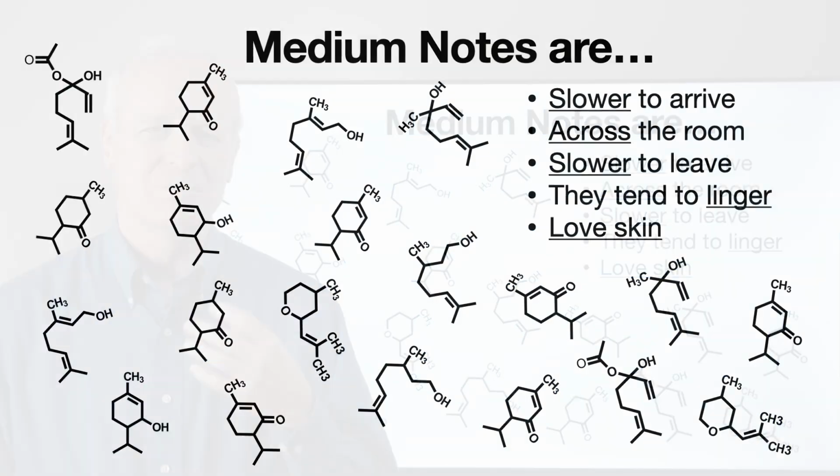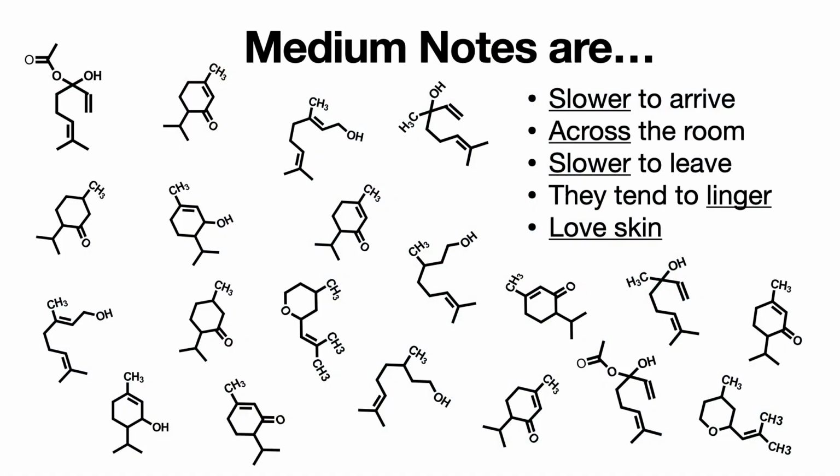Now, these are some atoms or molecular structures of medium note essential oils. And what do they all have in common? They all have an O standing for oxygen. This oxygen in the essential oil molecule also helps them to be more floral and sweet to your nose.